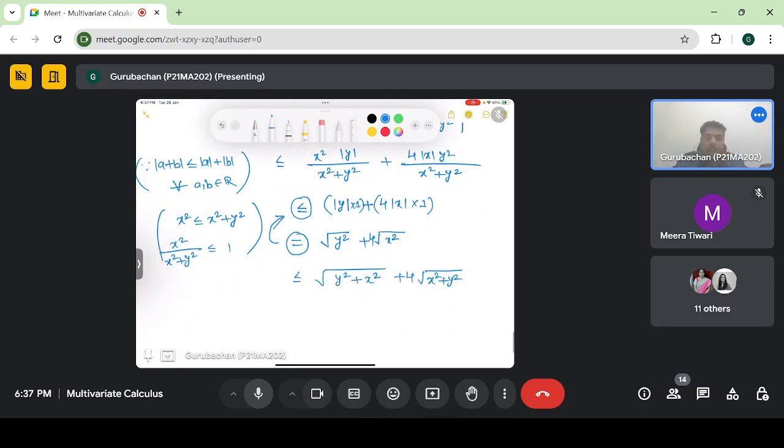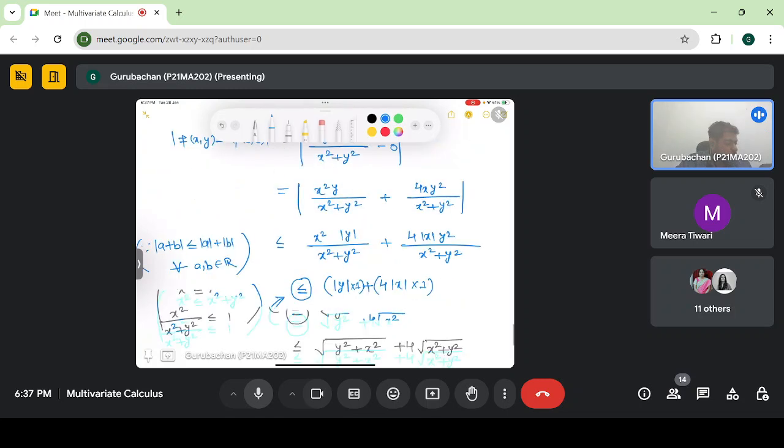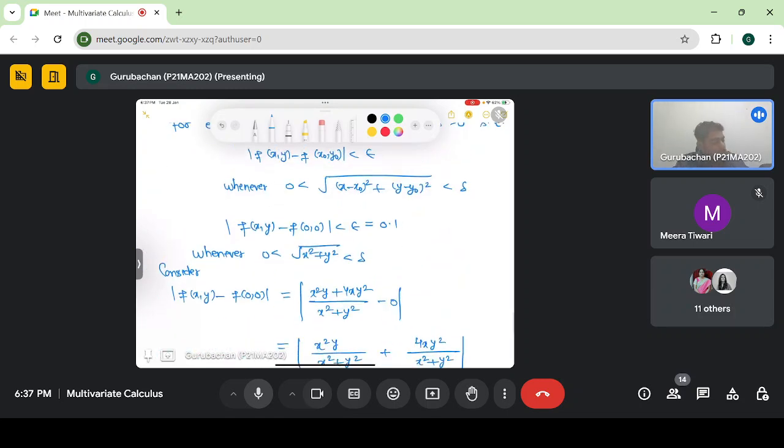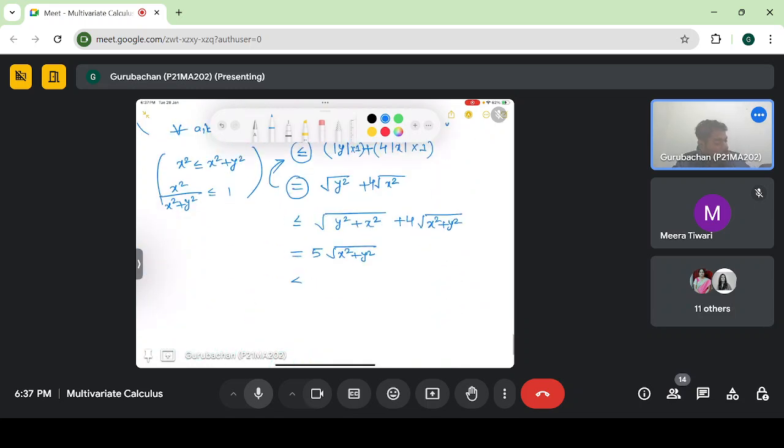While here we are adding something, so it will be the inequality. So from here, we can get it equal to 5 under root x square plus y square. Now from the above definition, we know that this quantity is less than delta. So it will come out to be less than 5 times delta.